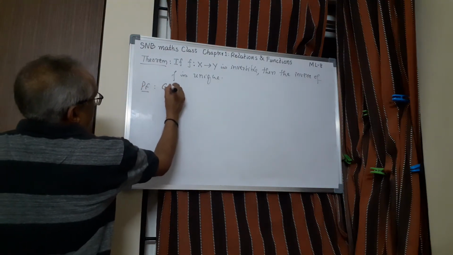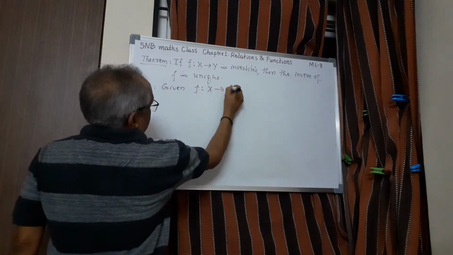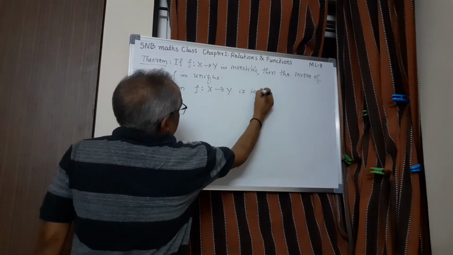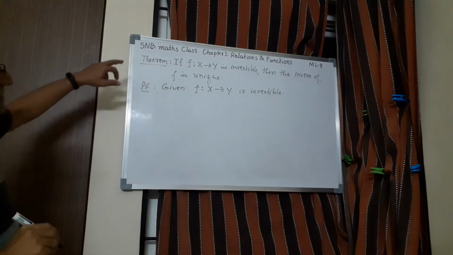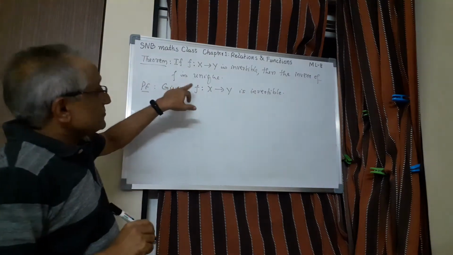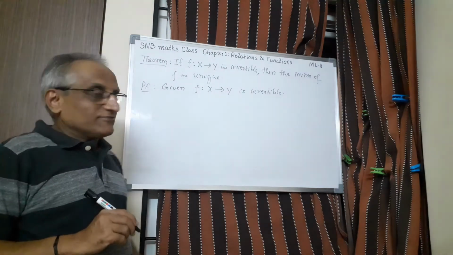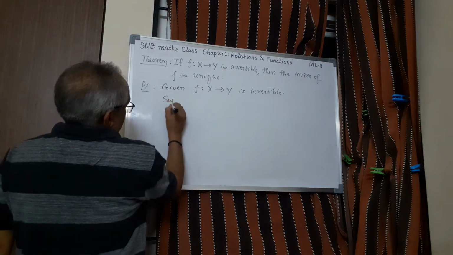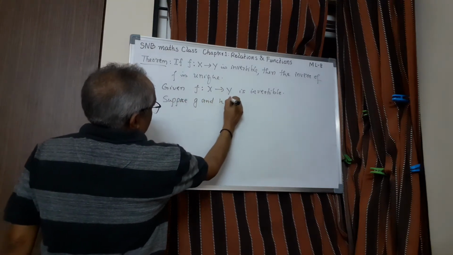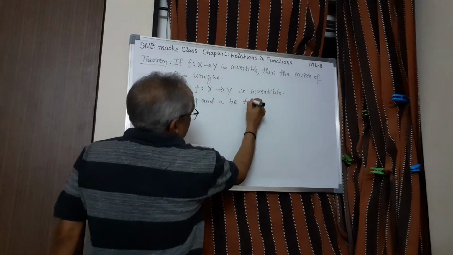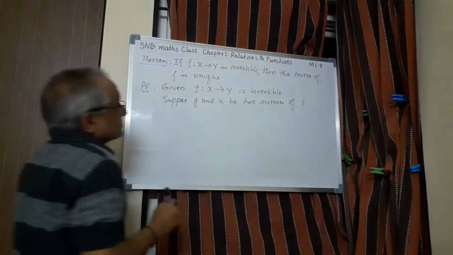So given f from X to Y is invertible. So this is given. Now what is the theorem to be proved? F inverse is unique. Let us suppose that it is not unique. That means there must be at least two different functions. So suppose g and h be two inverses of f.